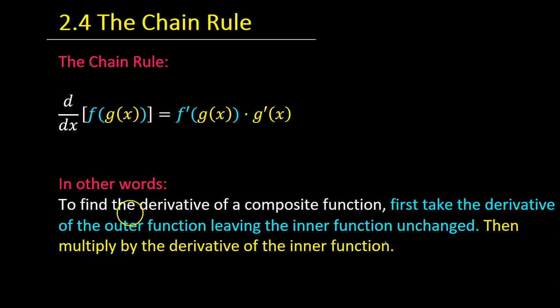In this video, I will teach you about the chain rule. The chain rule allows you to take the derivative of a composite function. Basically, to take the derivative of a composite function, first you take the derivative of the outer function, leaving the inner function unchanged. Then you multiply by the derivative of the inner function.